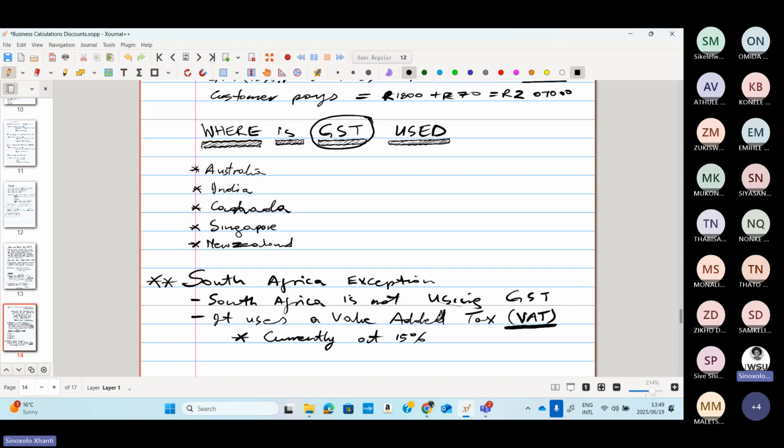And even some of the taxes that are there, I think you can find them on the SARS website. Just go to SARS and you will find some of the zero rated items. Zero rated means there is no tax. That is what it means.